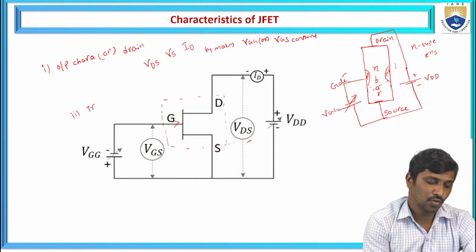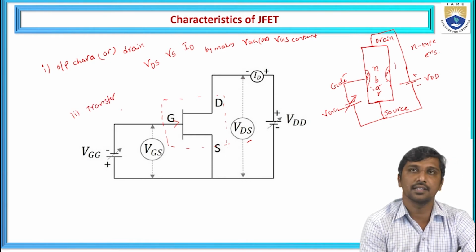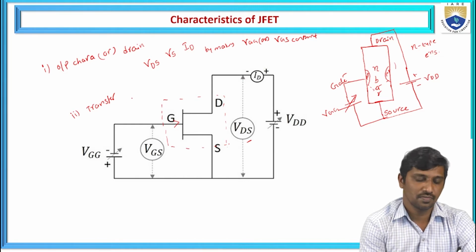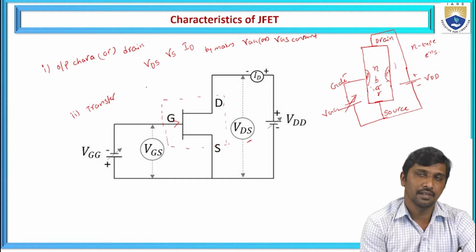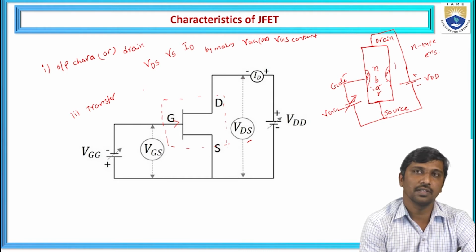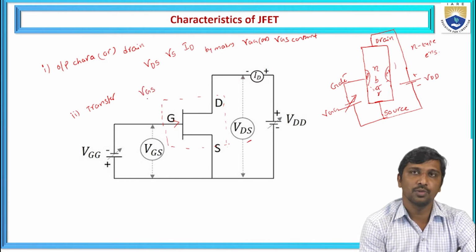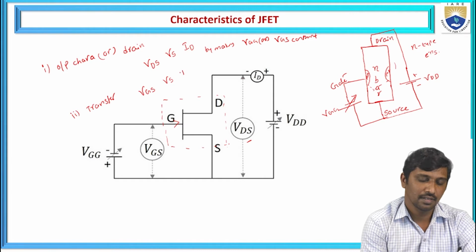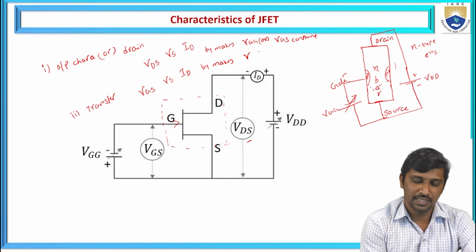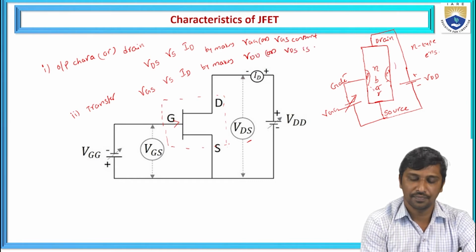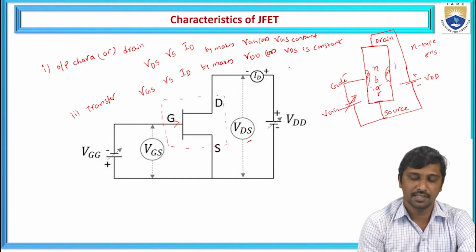Similarly, if you want to observe the transfer characteristics, they are drawn with respect to the drain current and the gate to source voltage. Hence, VGS, the gate to source voltage, versus drain current, by making your VDD or VDS constant.